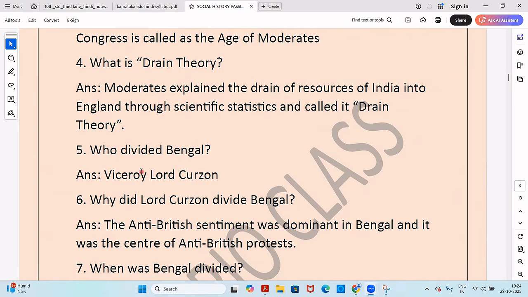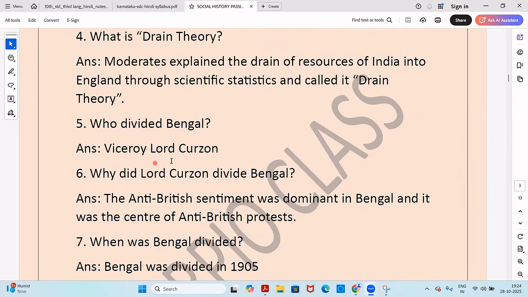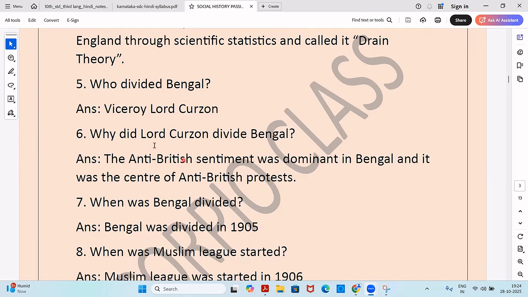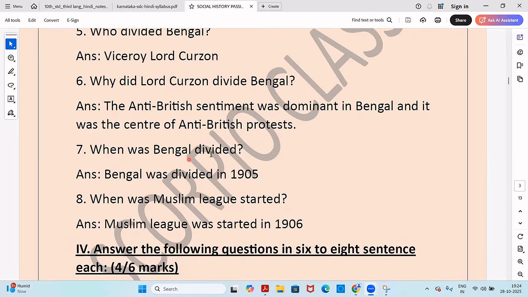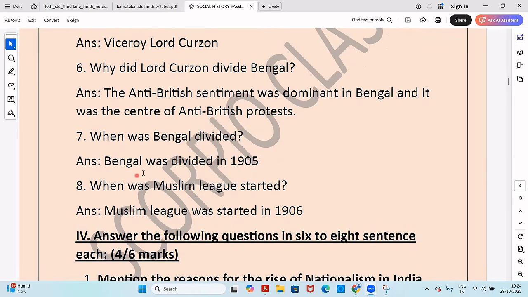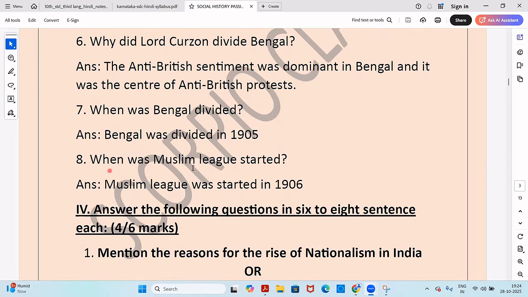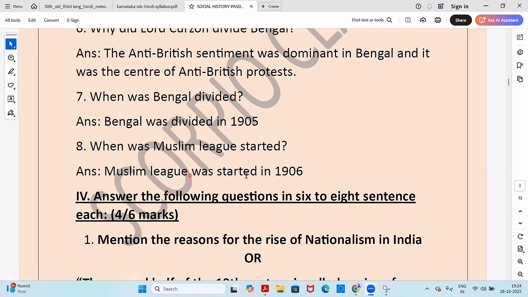Who divided Bengal? Answer. Viceroy Lord Curzon. Why did Lord Curzon divide Bengal? Answer. The anti-British sentiment was dominant in Bengal and it was the center of anti-British protests. When was Bengal divided? Answer. Bengal was divided in 1905. When was the Muslim League started? Answer. Muslim League was started in 1906.